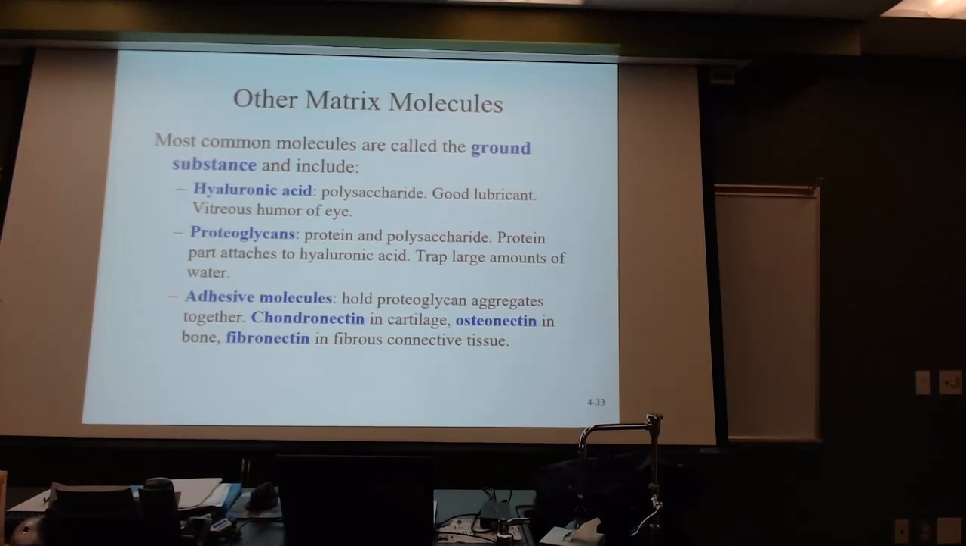Then we can have adhesive molecules that help to hold those proteoglycans together. For example, the ones that exist in cartilage, the adhesive molecule that helps hold them together is chondronectin. In bone, osteonectin, and in fibrous tissue, fibronectin.